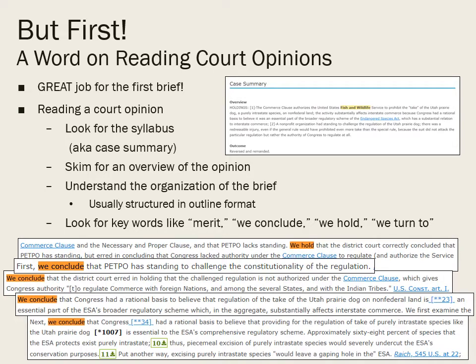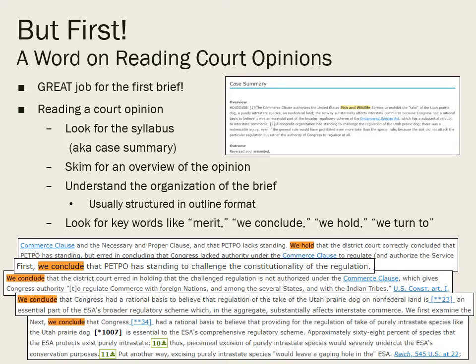It's also good to search for words like merit, because often that'll let you jump right to the meat of the case. Because a lot of times courts have to first dispense with jurisdictional issues like standing before they really get into a case. And while those jurisdictional issues are crucial to the court, and we will talk about them later this semester, they're usually not the most important part of the actual case.